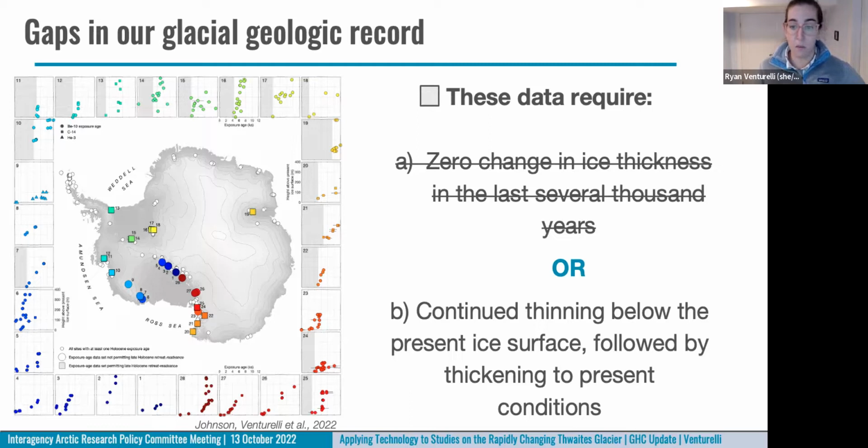We think it's probably pretty unlikely that there was zero change in ice thickness for a period of several thousand years, because we just know that the surface of the ice is more dynamic than that. So our hypothesis then is that anywhere that these time gaps exist could be a marker for grounding line retreat and readvance in the Holocene.